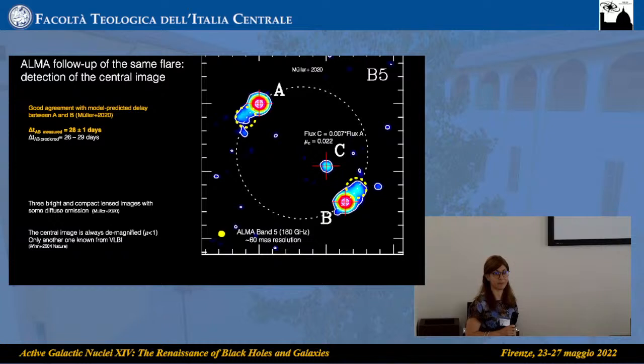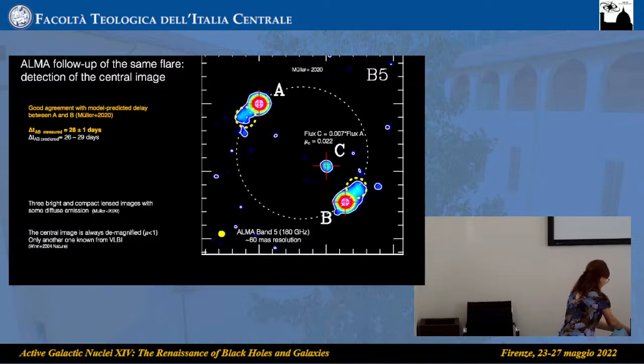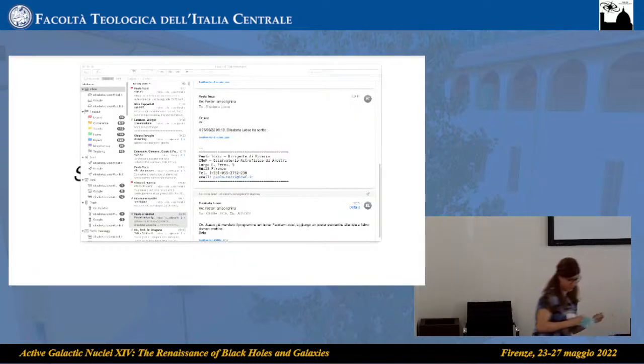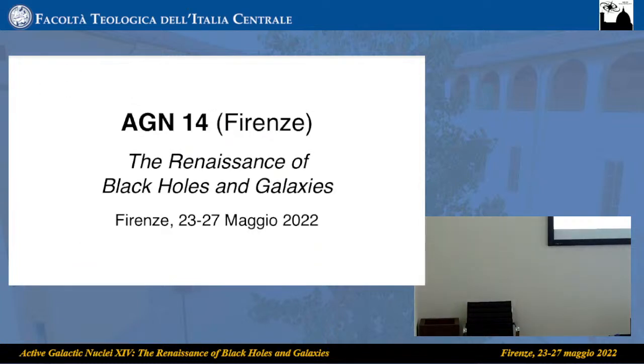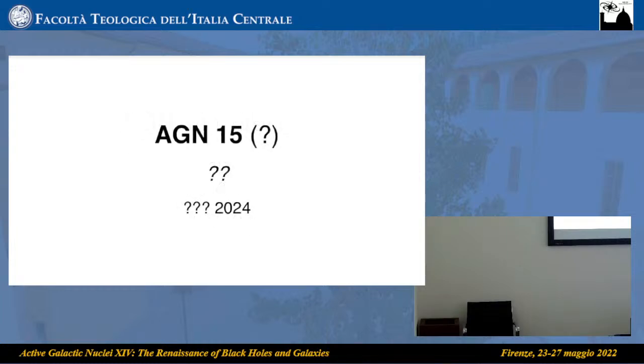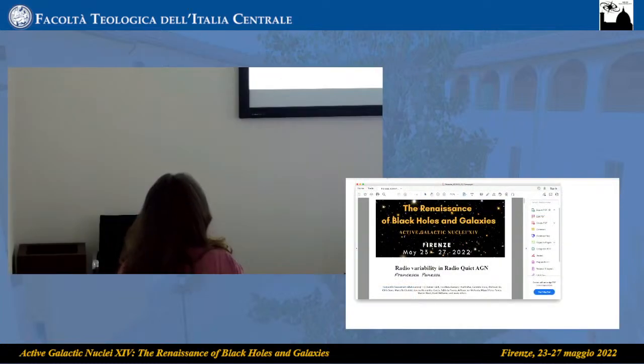Other questions? If not, let's thank Christiana again. Francesca Panessa will tell us about radio variability in radio quiet AGN.